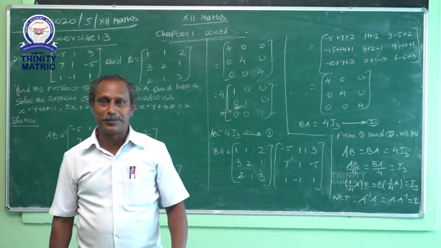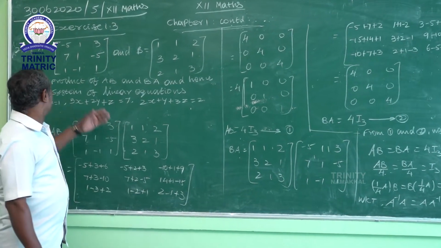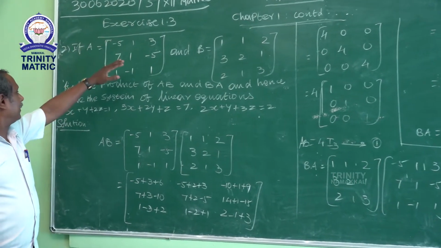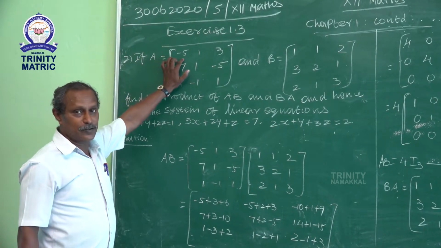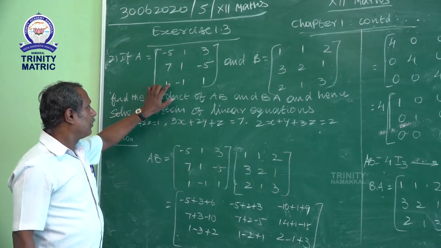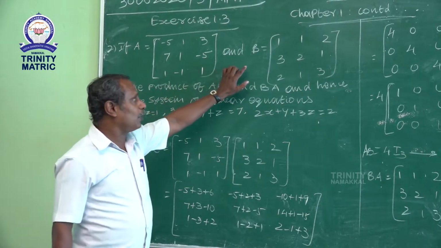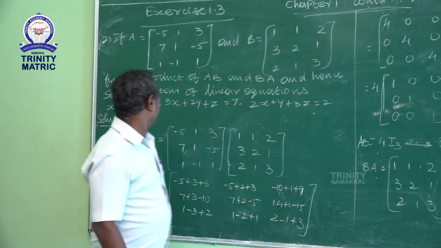Course in matrix equation method. In the same exercise, we are continuing the next sum. That is exercise number 1.3, second Roman. If A equals [-5, 1, 3; 7, 1, -5; 1, -1, 1] and B equals [1, 1, 2; 3, 2, 1; 2, 1, 3].